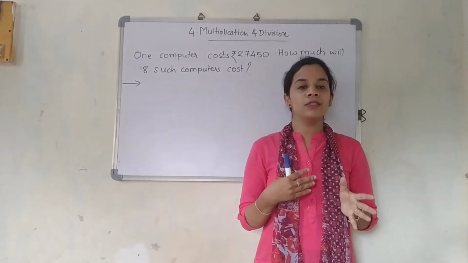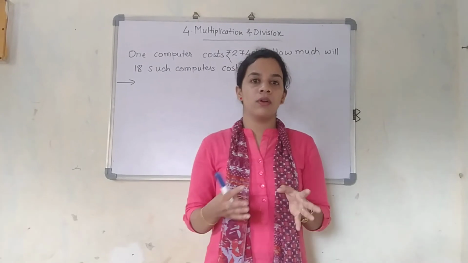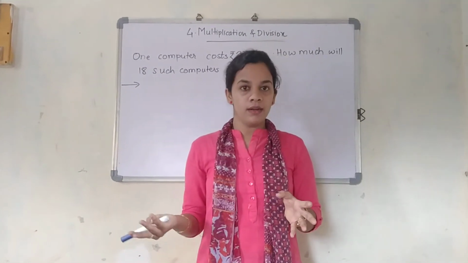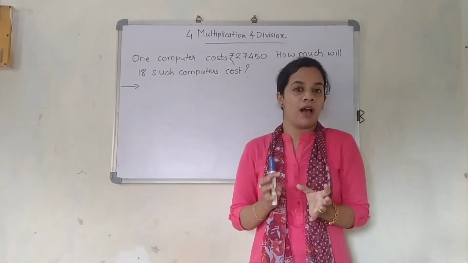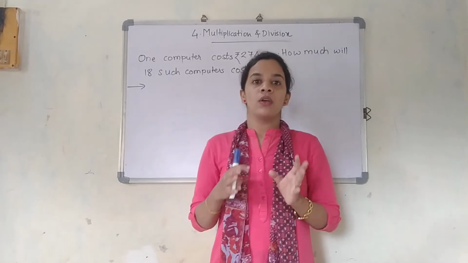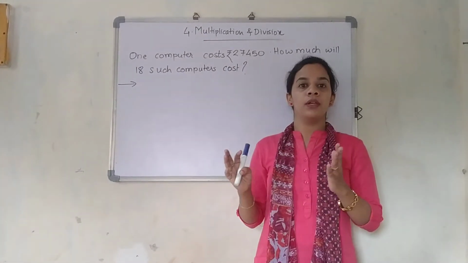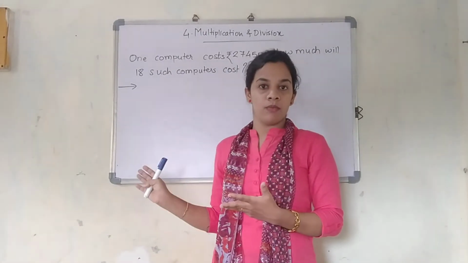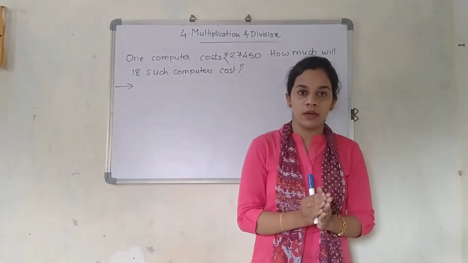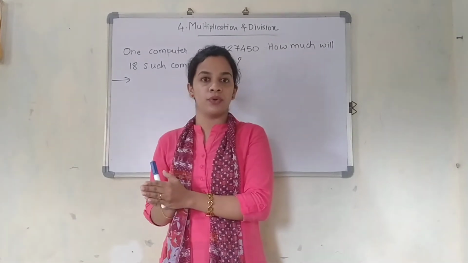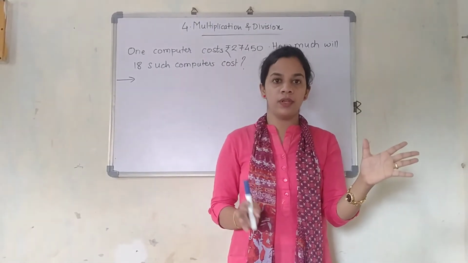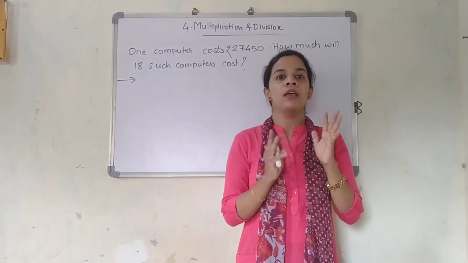When the number is twice or thrice, it is okay for us to calculate. But when it is somewhere in the hundreds or more than that, calculation becomes a little hard for us. We can do it, but it will require a lot of time and a lot of patience. So multiplication is useful in solving such problems. If one computer costs rupees 27,450, what will be the cost of 18 computers? Simple, what we should do: one is 27,450, just multiply it with 18, and you are going to get your answer.